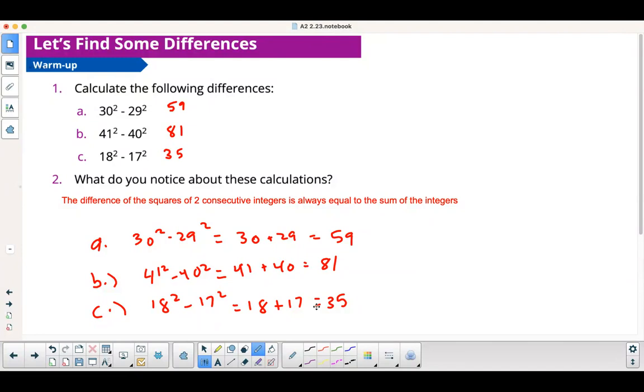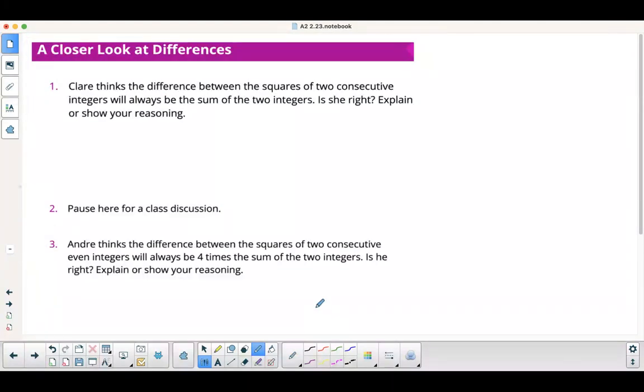Now I wonder if that works for any consecutive integers, okay? So let's check this out. Claire thinks the difference between the squares of two consecutive integers will always be the sum of the two integers. Is she right? Explain or show your reasoning. So we did it with three numbers there at the beginning, but we didn't really do it as a proof. So what I'm going to do now is maybe do it as a proof.